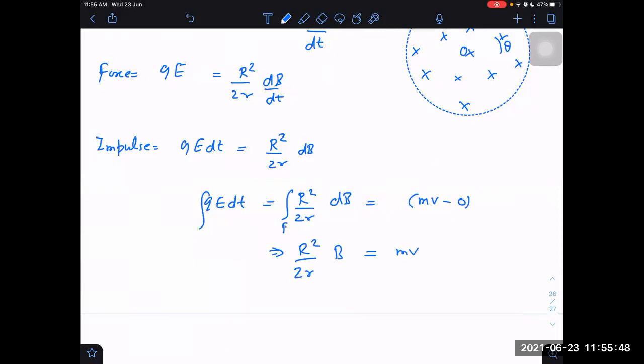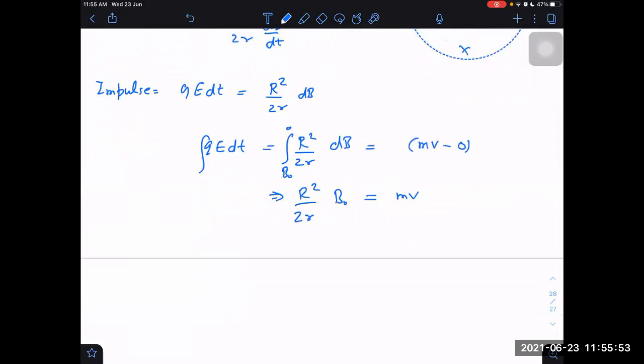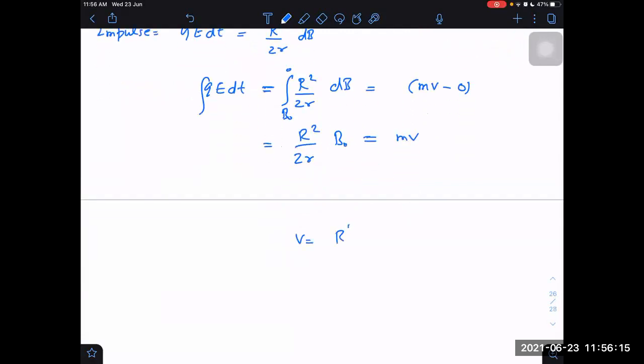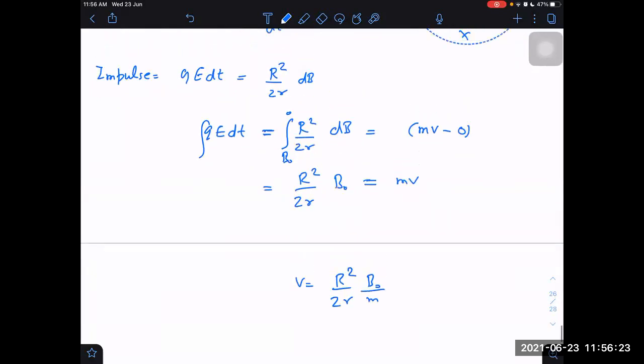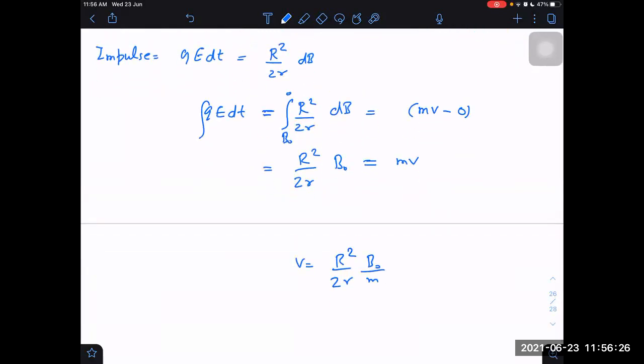V changes from v naught to 0, but as I said, I will be only taking magnitude wise all the things. Direction I can tell from Lenz's law, so I'm not using any sign here. I'm just writing magnitude wise. This is equal to change in momentum. Okay. Actually, there is a negative sign, but I don't care about that negative sign. I am interested in magnitude. So, what is velocity then? R square by 2r into B naught divided by m. Right? Yes, sir. That is it.